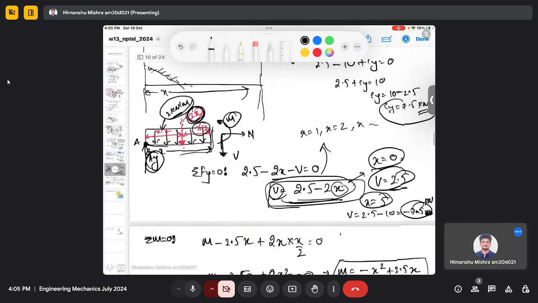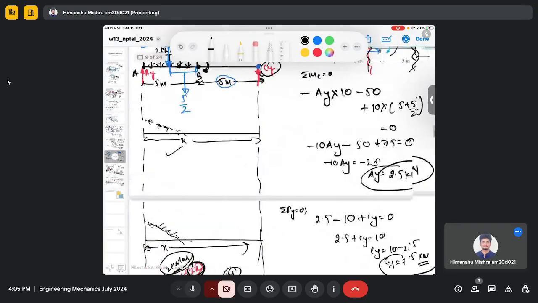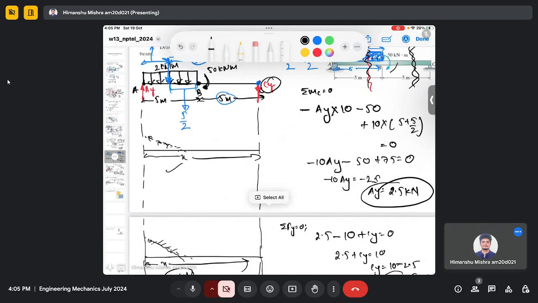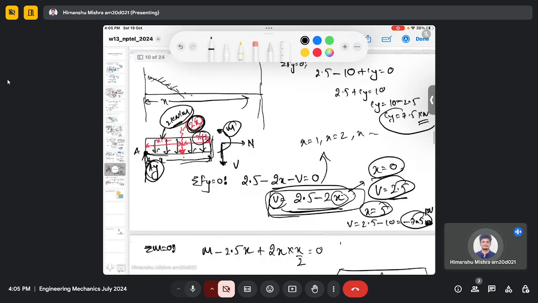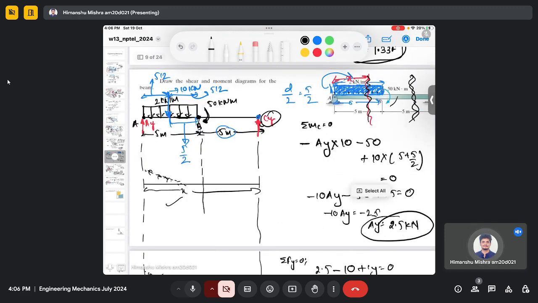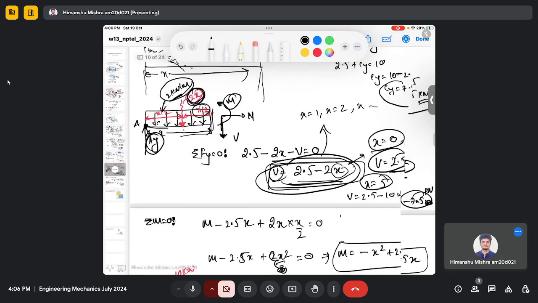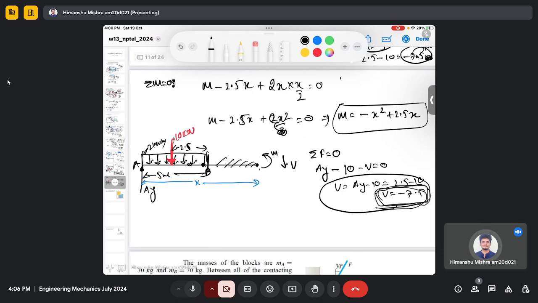So until this point B, it will change with respect to x by the relation 2.5 minus 2x. Outside B, it is minus 7.5 everywhere, which is what your equation is saying. Then you can calculate the moment. You equate the moment equal to 0. Then you will have, so this distance is x minus 2.5.